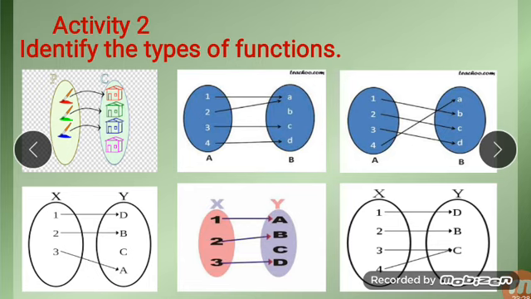This is an into function because one element is not the image of any element of set A. However, this is one-one as well and this is onto as well, so combinedly it will be a bijective function. This is an into function, this can also be an into function, and this is a bijective function. This one is an onto function because no element in set B, or say set Y, is left that is not the image of any element of set X.